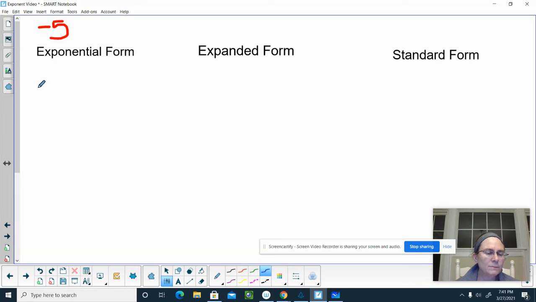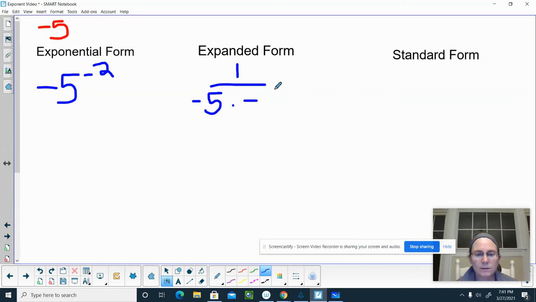Okay, what if we have negative 5? So we have a negative base, and we'll do a negative exponent as well. So in expanded form, that's going to be 1 over, take our base and multiply it out 2 times. And then our standard form is when we simplify. So that becomes 1 over, a negative 5 times a negative 5 is a positive 25.